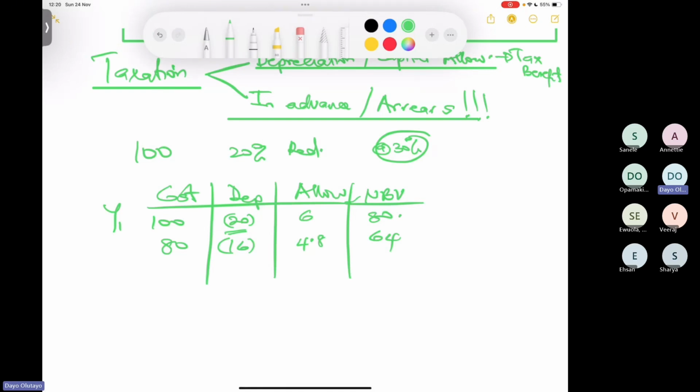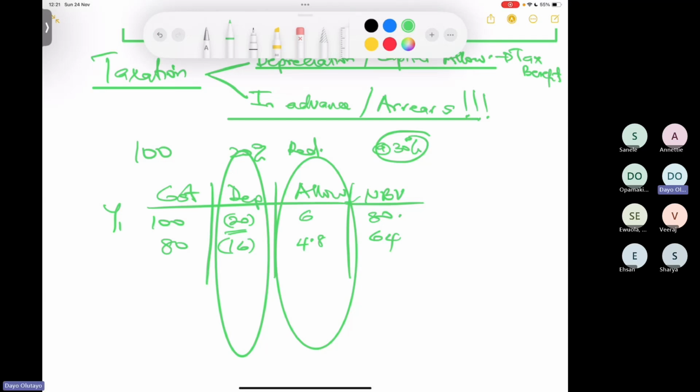What do I want to bring out here? This is what you take to your cash flow projection, your tax allowance. I've seen students taking depreciation to the cash forecast. That would be wrong as well, because remember, you are only focusing on cash flows when you are dealing with investment appraisal.